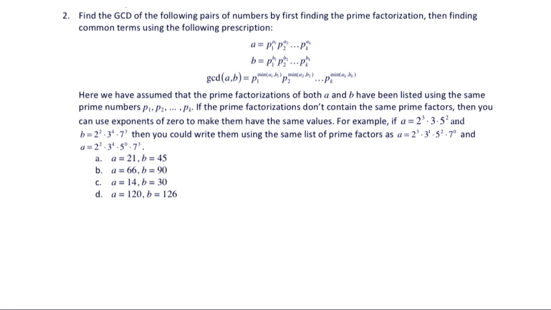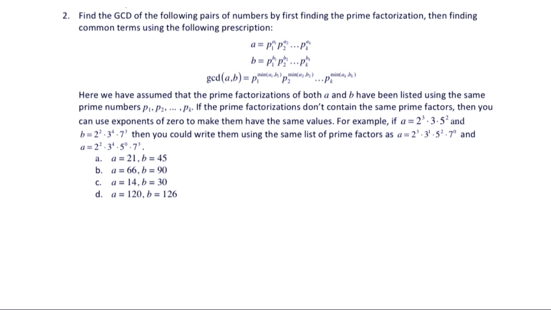Here on problem 2, I have this big long explanation here, fancy looking equations, but really all it is a way of saying that we can find the greatest common divisor, the GCD, by using the prime factorization. If we write the prime factorizations of two numbers a and b out like this in terms of primes p1, p2, all the way out to pk, then the greatest common divisor of a and b is going to be that same list of primes.